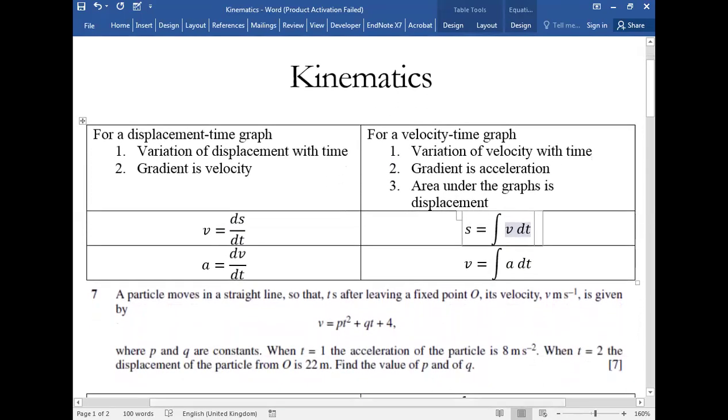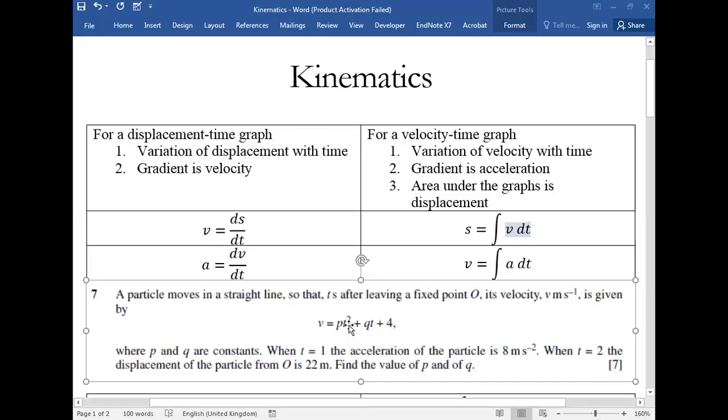Okay. Now let's go through the first question. Of course, the value of c has to be found. Let's go through the first question. A particle moves in a straight line so that t seconds after leaving a fixed point O, its velocity is given by this. So what are they trying to show?